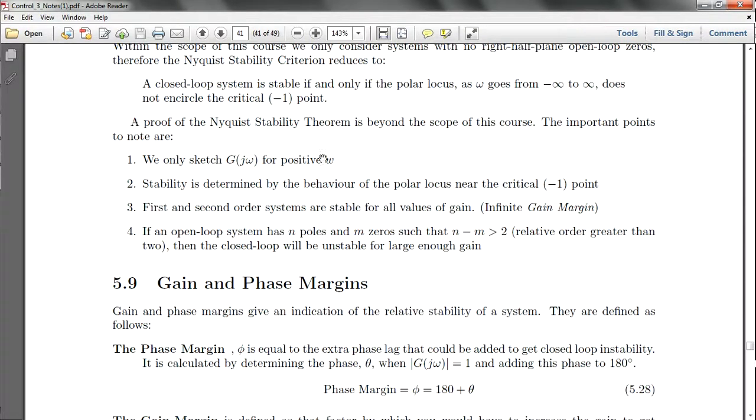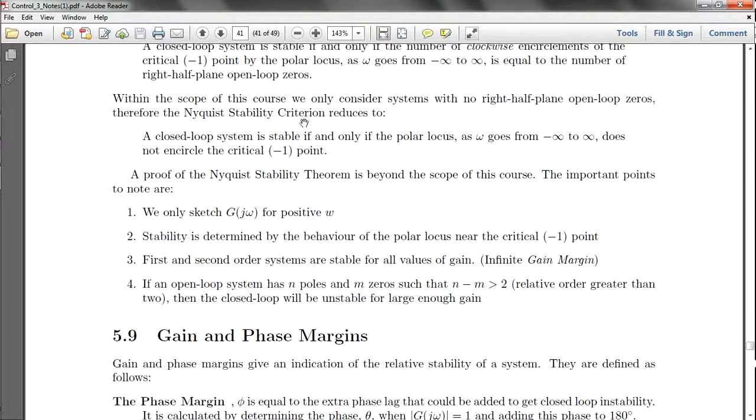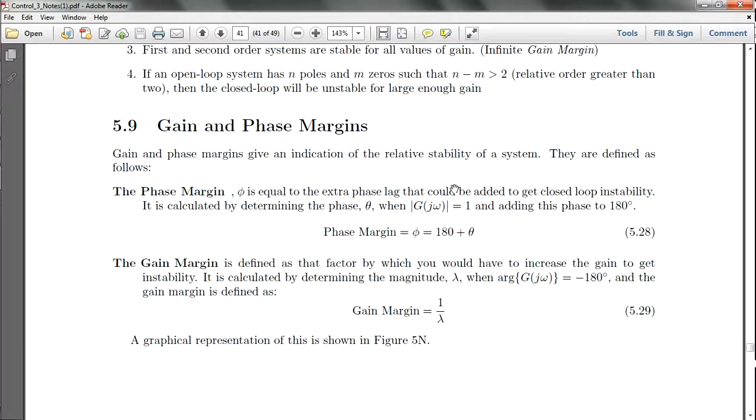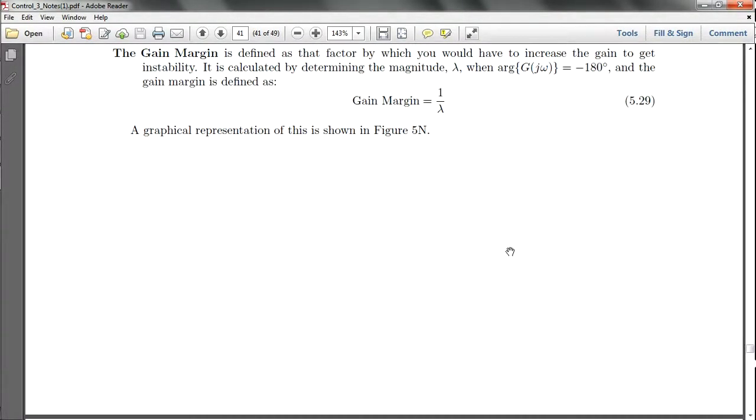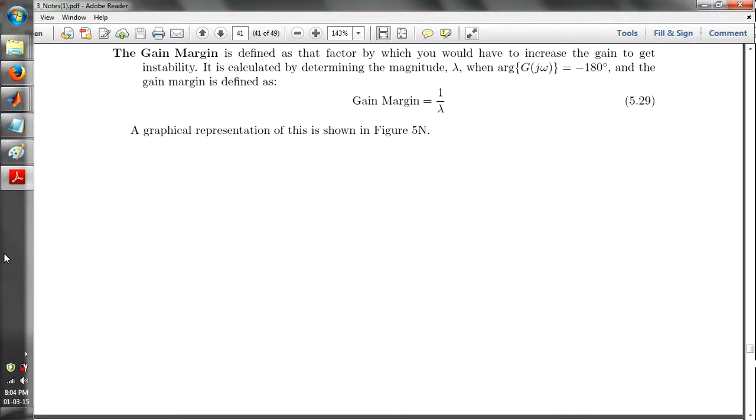So you need to memorize all these Bode plot and Nyquist plot points. And in the next video we'll talk about gain and phase margin. And then we'll talk about the rest of it.